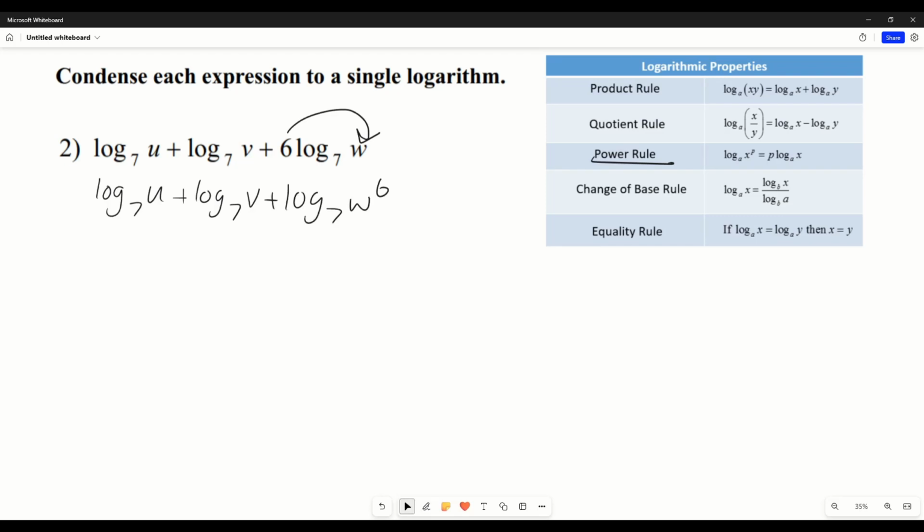When you look at this, they're all being added, so that is basically just the product rule, where we're just multiplying all of them. So let's do that. Log base 7.